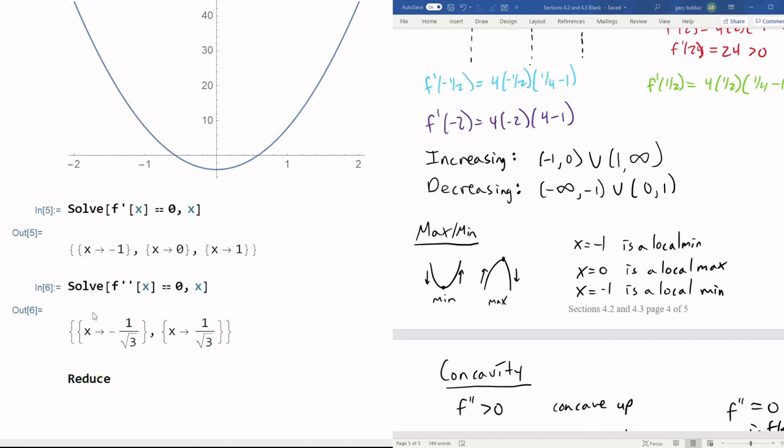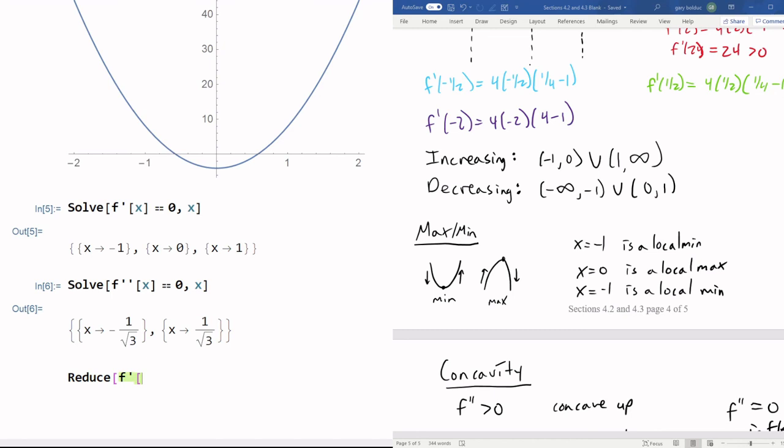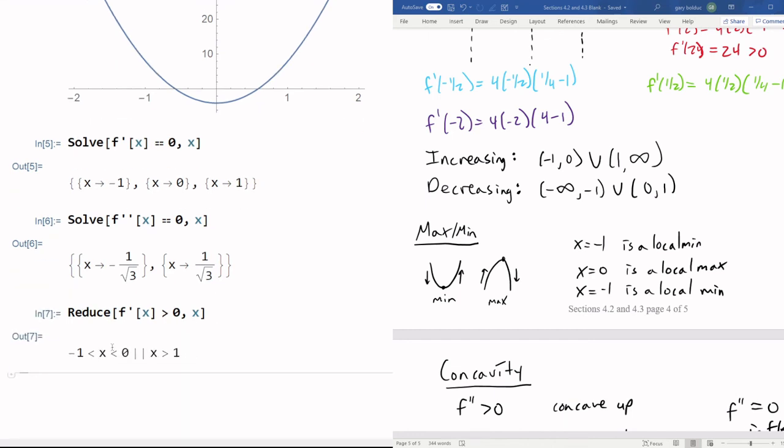You literally cannot see that. But hopefully you remember, and it's in my original video, you click the little arrows and it pops up. It says reduce the statement by solving equations or inequalities. So Reduce, okay, I want to do f prime of x greater than 0, and I want to do it in terms of x. Look at that. Where is it increasing? -1 to 0 and bigger than 1.